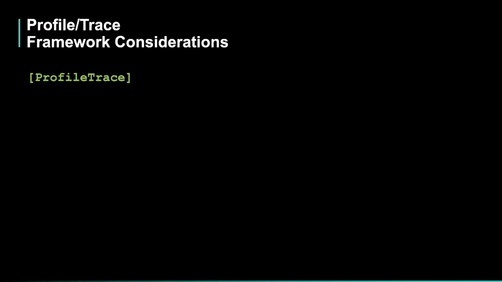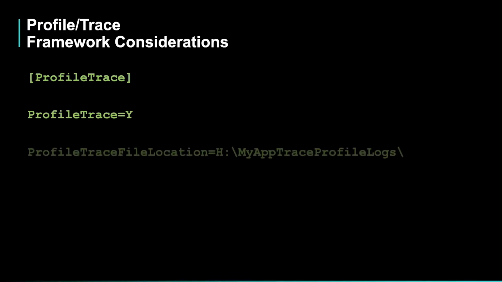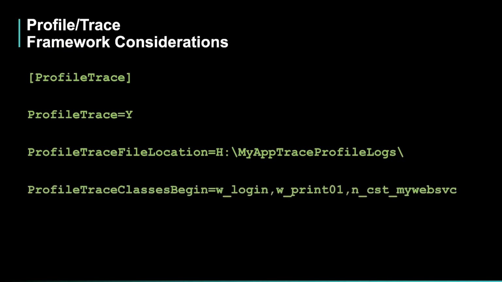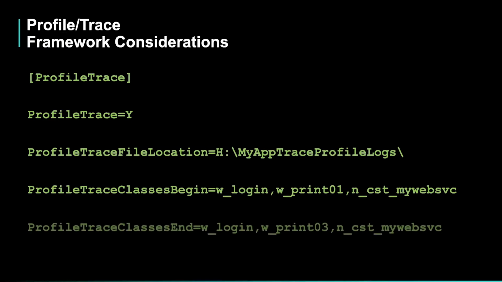So here's a sample INI file. Let's say that the section is for profile trace. And you have a flag that says, yes, we want to profile trace this application at runtime. And what's the location of the PBP file at runtime? Where's the target location where it will be stored? But then we have two lists of comma-separated values, one for where the trace begins and one where the trace ends.